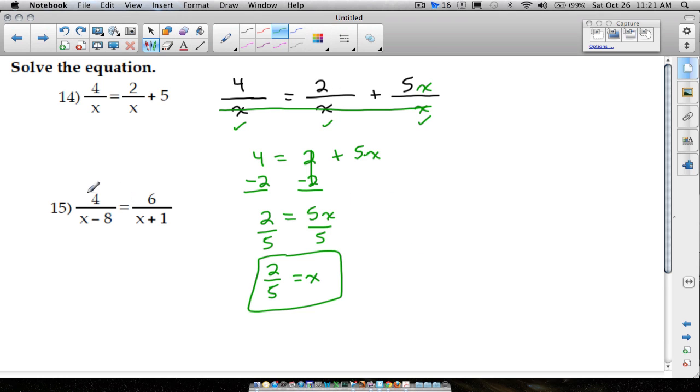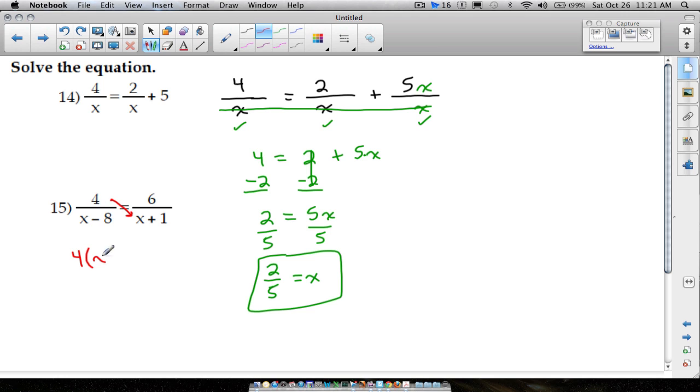Now, the shortcut for this one, though, this is a proportion because you have one fraction equal to one fraction. This is one of the only times in mathematics that I want you to cross multiply, if you ever cross multiply. When you have one fraction equal to one fraction, you can cross multiply. We did not have one fraction on this side, so we could not cross multiply. However, down here we can.